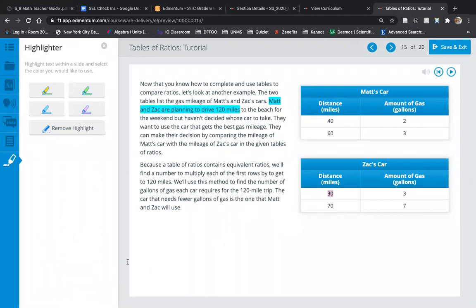The idea is trying to figure out, their goal is to get up to 120 miles, right? We want to figure out how much gas he would need. Same thing here. If he wants to go 120 miles, how much gas would this car need? The one that needs the least amount of gas is going to be the better car to use, because you're going to spend less money on gas, right? Right now, gas is probably somewhere around $3 a gallon. I know most of you probably aren't driving, but that's something you might think about when you're going on long trips, trying to minimize how much money.